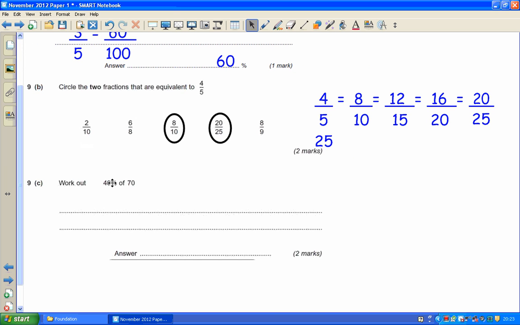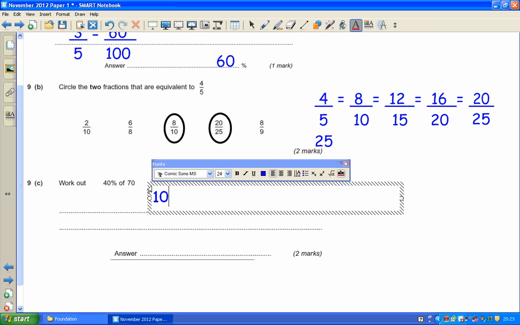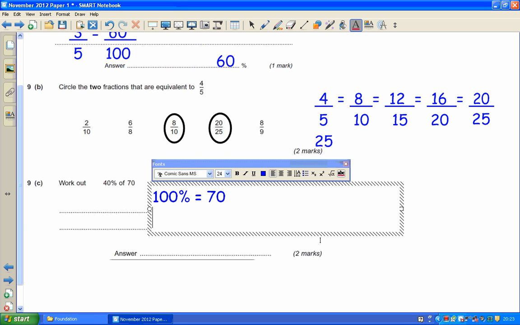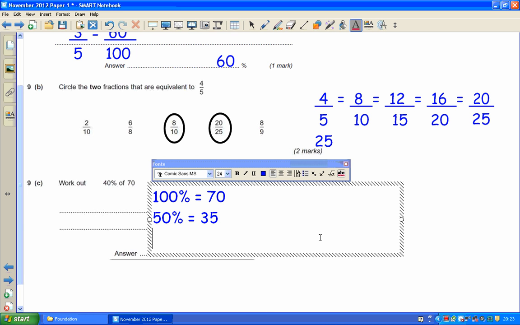Work out 40% of 70. Okay, so whenever I do these, make a bit of a list. I say 100% is 70. I can do 50%, which is going to be half of that, so that's 35. And I can do 10%, to go from 100 to 10% I'll divide by 10, so 70 divided by 10 will be 7.